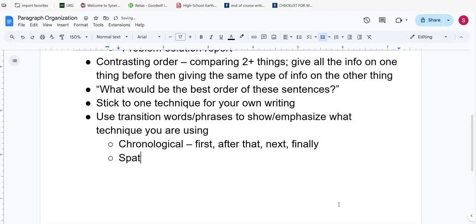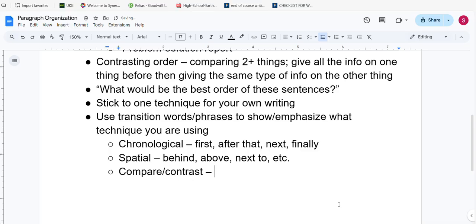If it's spatial order, it's gonna have a lot of prepositions. It's gonna say like behind that and above this and next to this, etc. If you're doing compare and contrast, you're going to have a lot of similarly or however, on the other hand, likewise, to show ones that are the same and ones that are different.